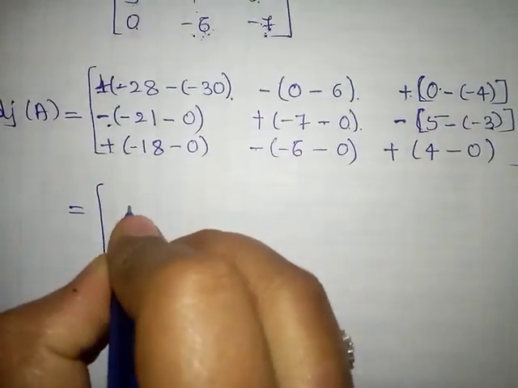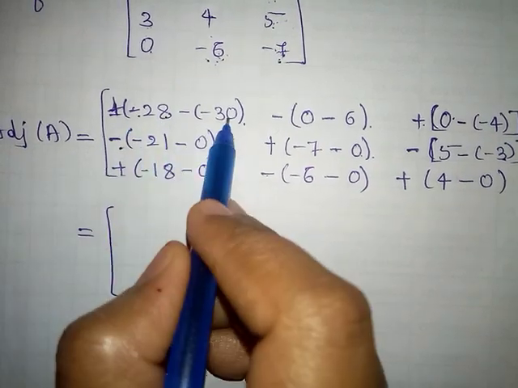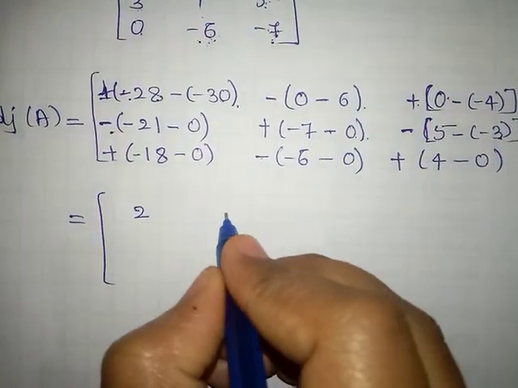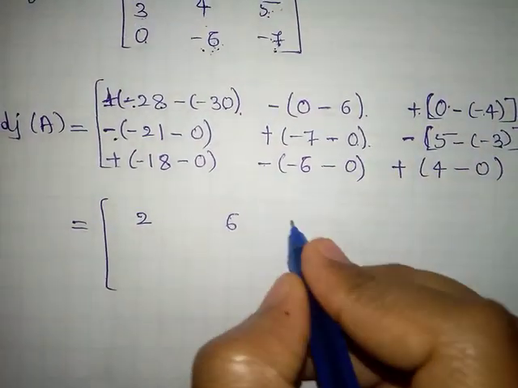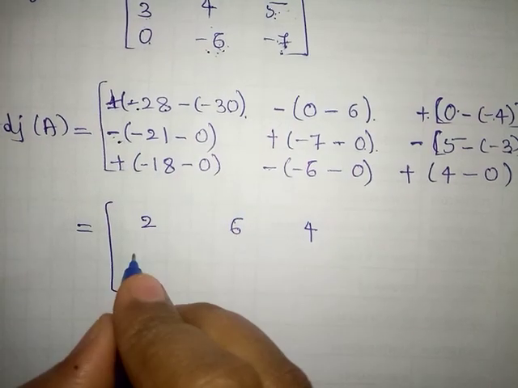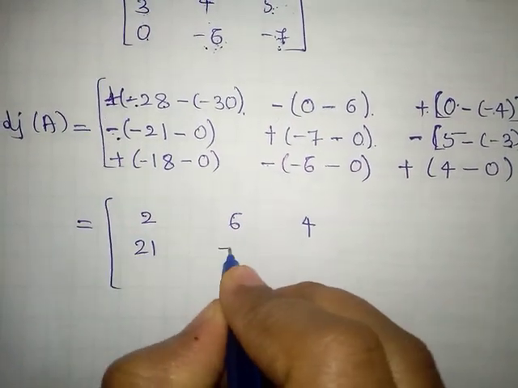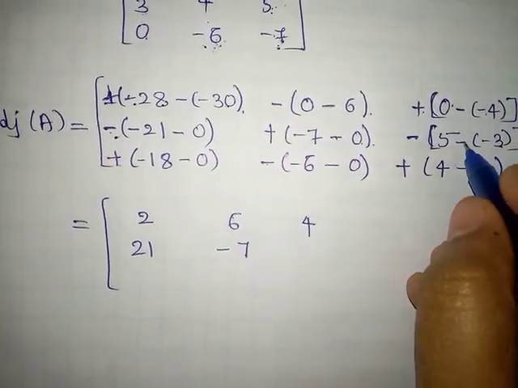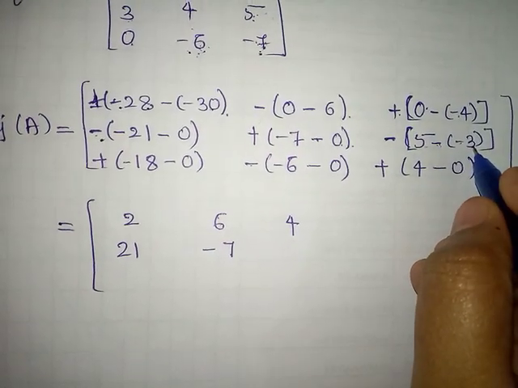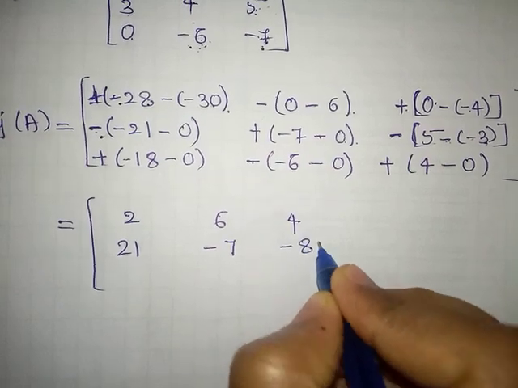here this one is 2, because minus 28 plus 30 is 2. Minus into minus plus, this is 6. Minus into minus plus 4. Minus into minus plus 21. Here it is minus 7. Here we have minus into minus plus 5 plus 3 is 8. This is minus 8.